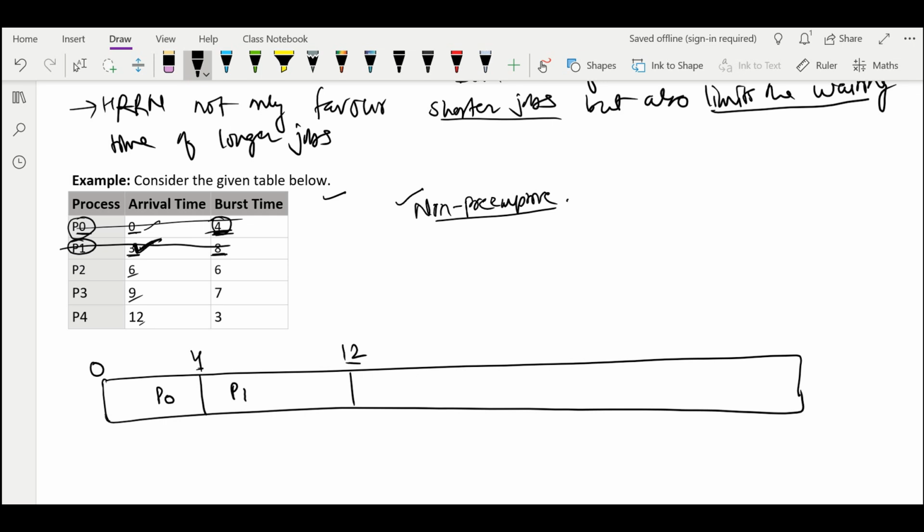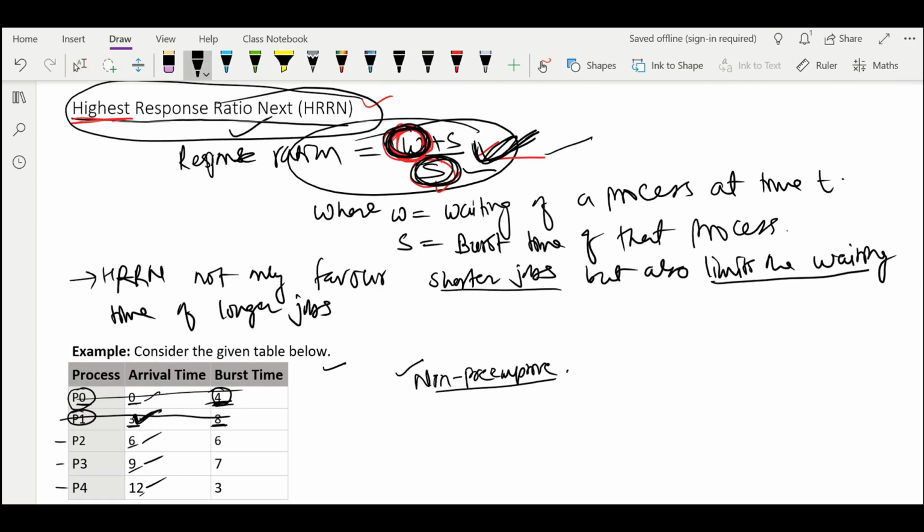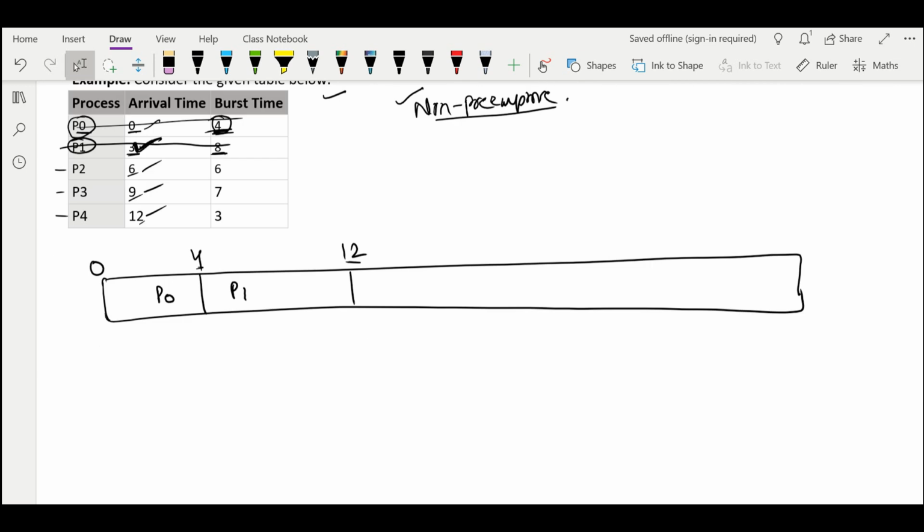Now when time 12 comes, P2, P3 and P4 are all available. Now which one to schedule? The criterion says that we have to schedule according to the highest response ratio. We have to calculate the response ratio of each of these processes. So now let's say RR, the response ratio of P2. What is W? At time 12, what is the waiting time of P2? It arrived at 6 and we are at 12. So waiting time is 12 minus 6. So W is 6.